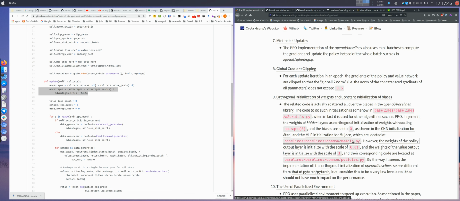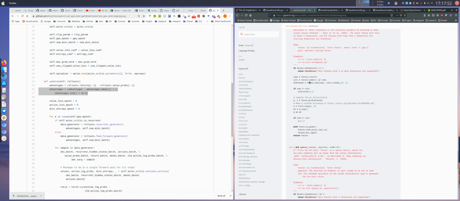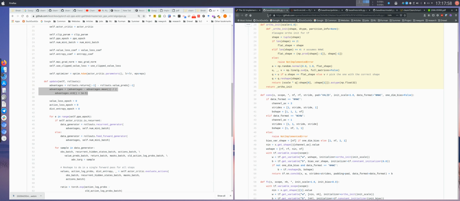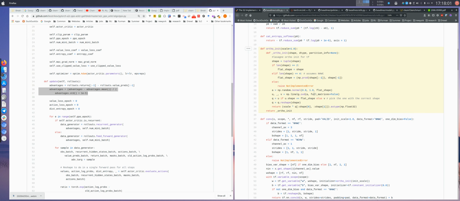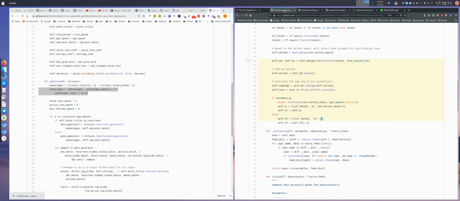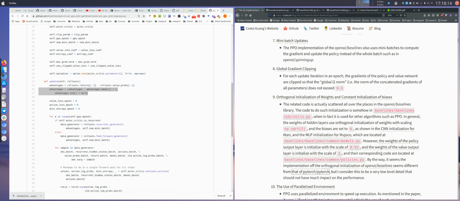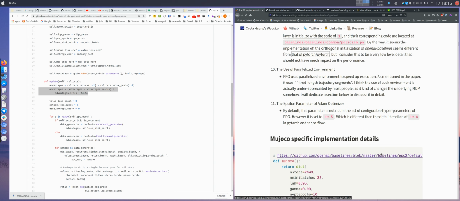By the way, it seems the orthogonal initialization of OpenAI baselines is different from that of PyTorch. If you look at PyTorch initialization for the orthogonal, it does some diagonal, some sign, and that seems a little different from the implementation from OpenAI baselines, which uses SVD and normal. But I consider this to be a very low-level detail and should not have a significant impact on the agent performance.